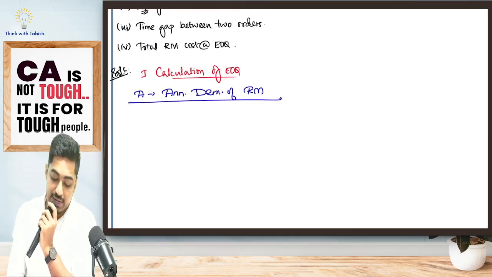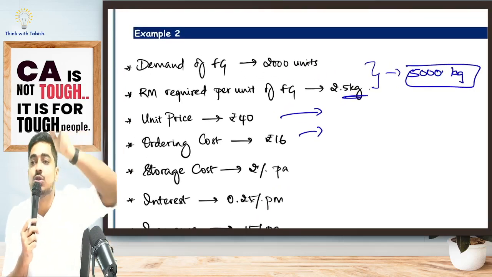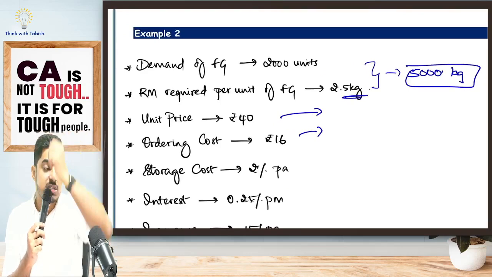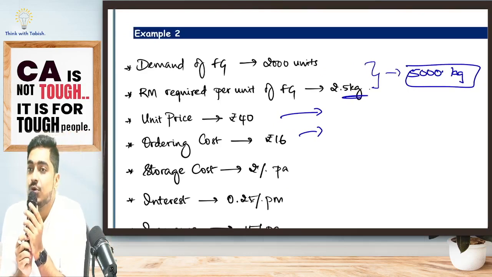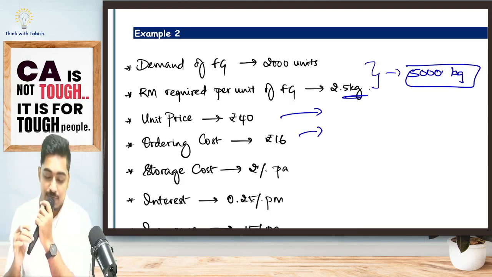How do I calculate that? Tell me, students. Simple. What is my question telling? How much finished goods I want to produce? 2000 units of finished goods I should be producing. For every finished goods, how much raw material do I want? 2.5 kg. It means total how much raw material is needed? 2000 into 2.5, 5000 kg.